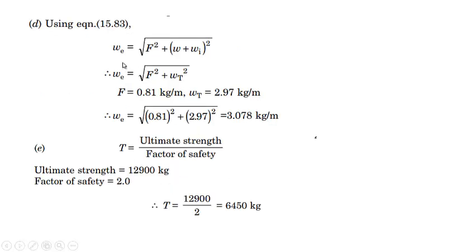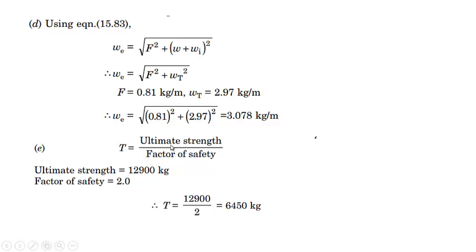So the effective weight will be equal to square root of F square plus W plus Wi whole square. So F is 0.81 kg per meter and WT is 2.97 kg per meter. So when you use it, it comes out to be 3.078 kg per meter. So T will be given by ultimate strength divided by factor of safety.